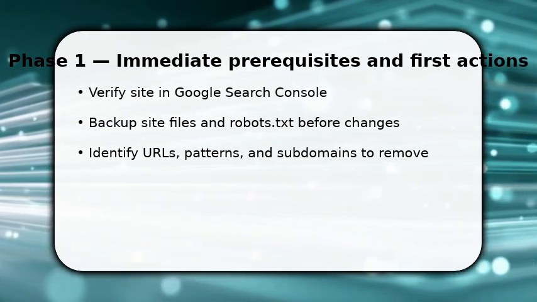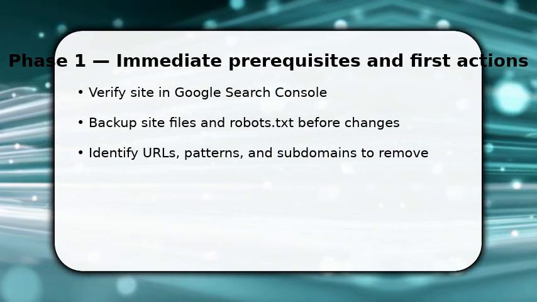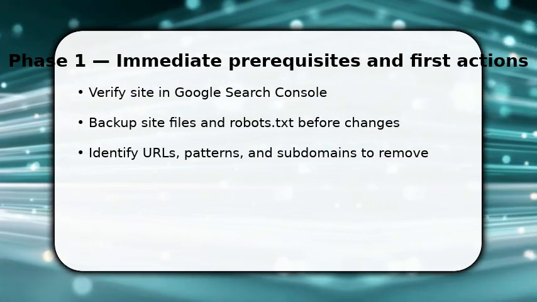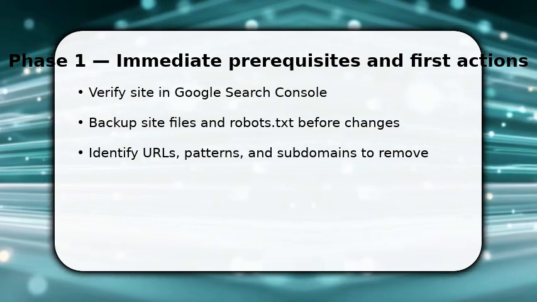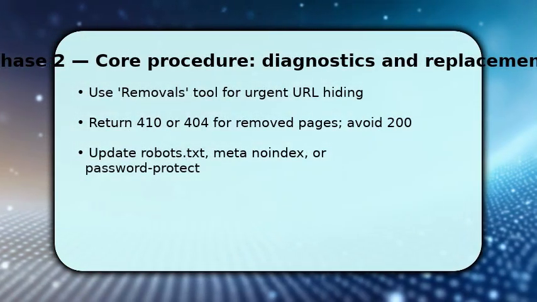Next, list exact URLs, directory patterns, and subdomains to remove. Be precise, because Google treats paths and query strings differently. While you compile the list, also note any sensitive files or legal takedown needs you may pursue later. You now take concrete steps.